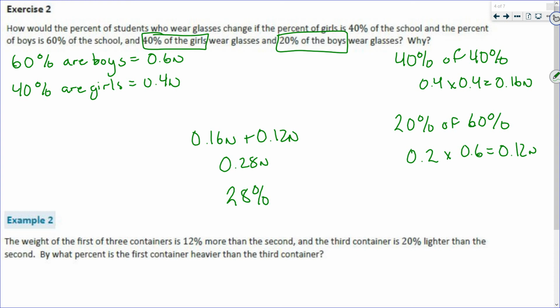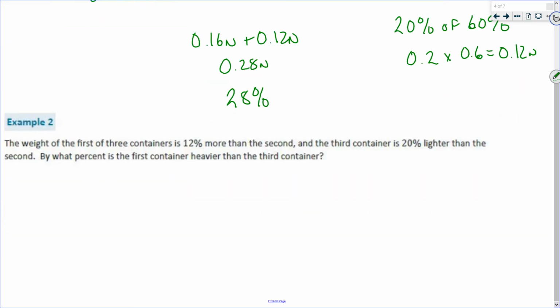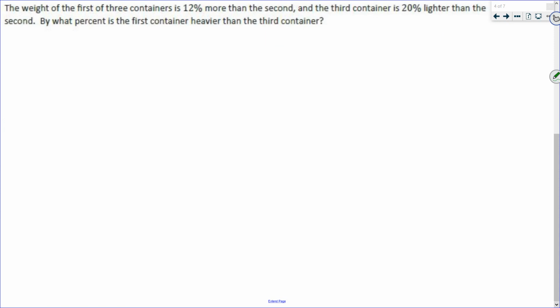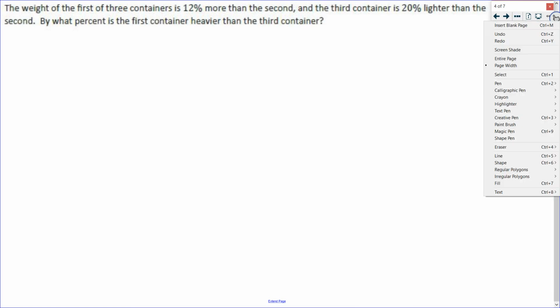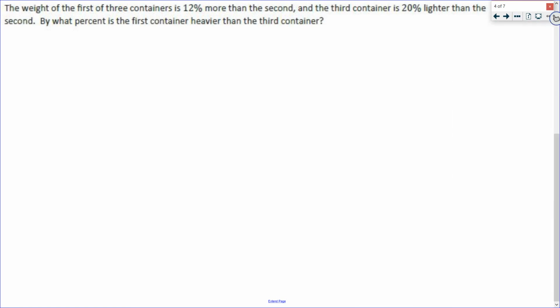All right, so let's get down to this last problem, or not the last one, but this problem on the board here. The weight of the first of 3 containers is 12% more than the second, and the third container is 20% lighter than the second. By what percent is the first container heavier than the third container? So this looks like we're going to end up having to use tape diagrams again. I like tape diagrams because they get us down to what we need to know.